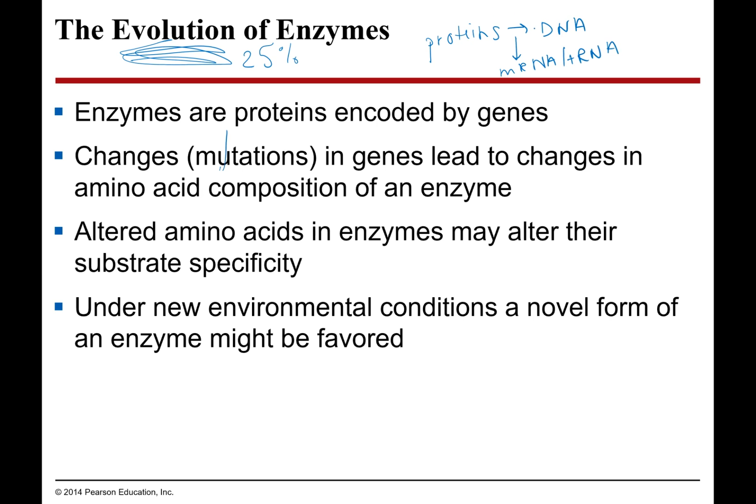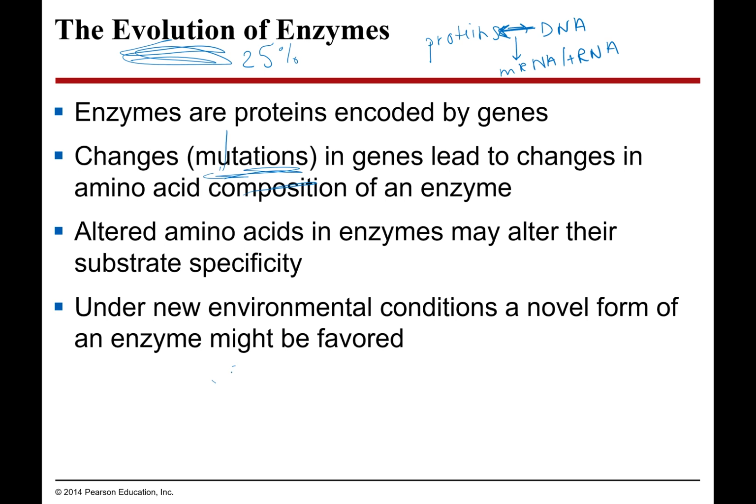I guess this arrow should technically go the other way. That's my fault, okay? So your DNA codes for your proteins, and your proteins depend ultimately on what the code of your DNA is. So you could have a change to your DNA, or a mutation. You should remember that word from last year, mutation. If a mutation occurs and it changes the letters in your DNA, that's going to change the shape of the protein. That's going to maybe change the shape of the active site that's created once those amino acids are coded for.